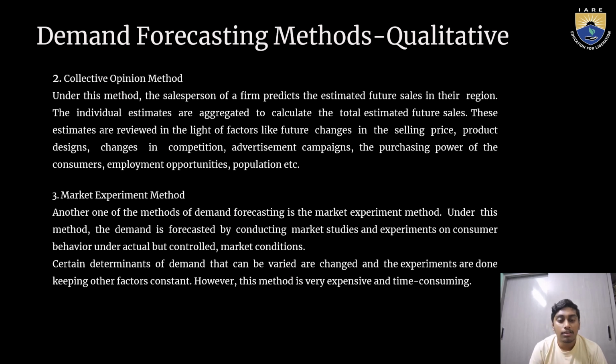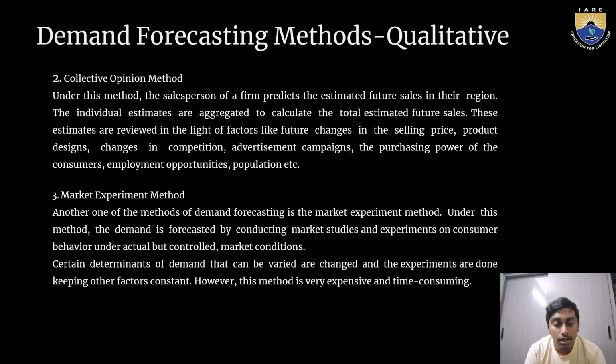Collective opinion method. Under this method, the salesperson of a firm predicts the estimated future sales in their region. The individual estimates are aggregated to calculate the total estimated future sales. These estimates are reviewed in the light of factors like future changes in the selling price, product designs, changes in competition, advertisement campaigns, the purchasing power of the consumers, employment opportunities, population, etc.